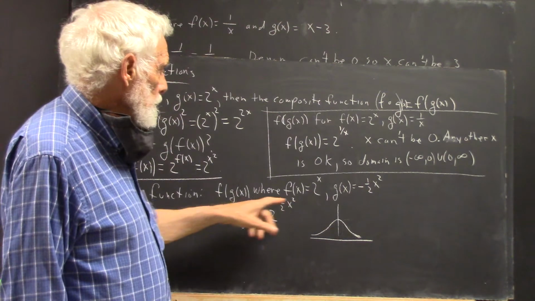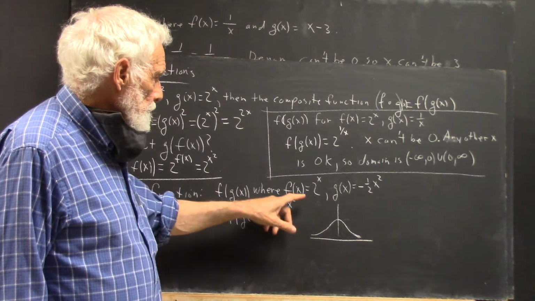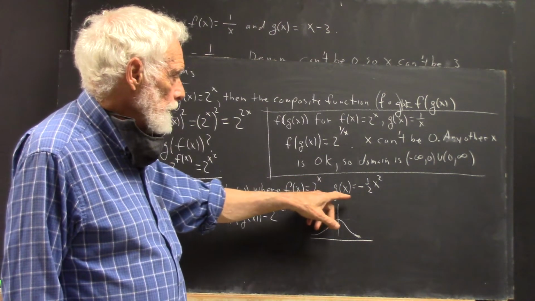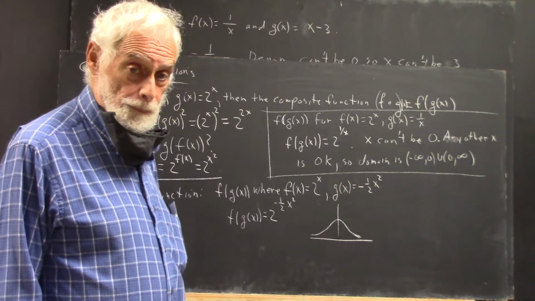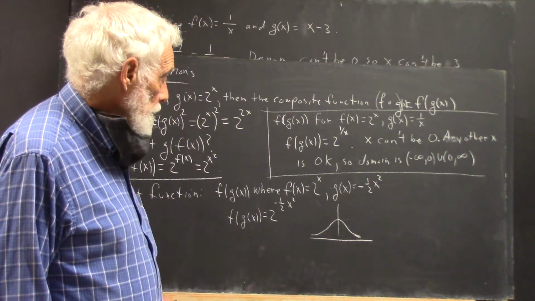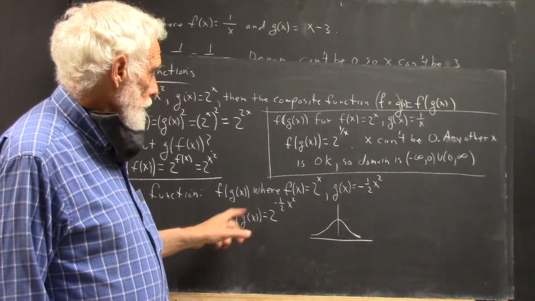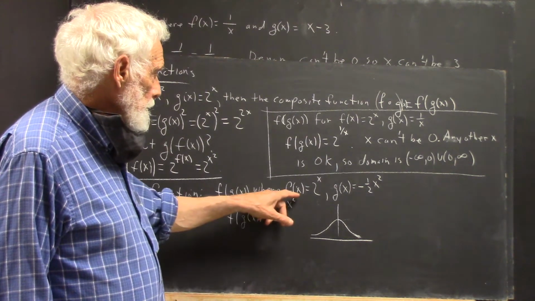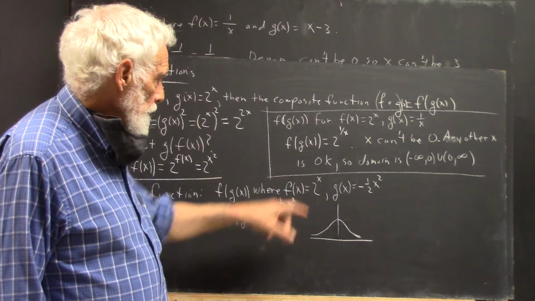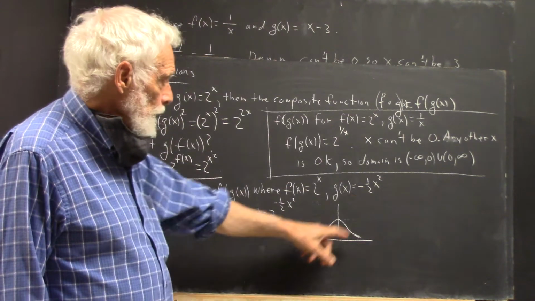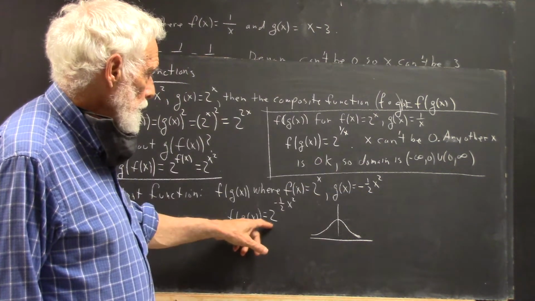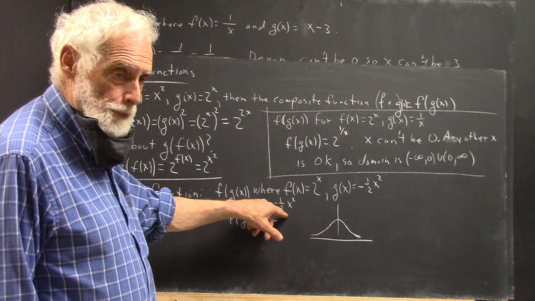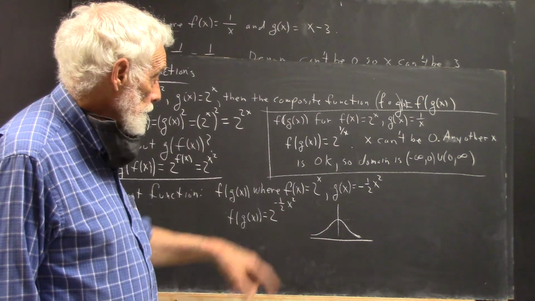Okay, one of the most important functions in mathematics is very closely related to what we get if f of x is 2 to the x, g of x is negative 1/2 x squared. The f of g of x function then is, replacing x by g of x, 2 to the g of x, and g of x is negative 1/2 x squared. I haven't written the intermediate step, but that's what we get for f of g of x.